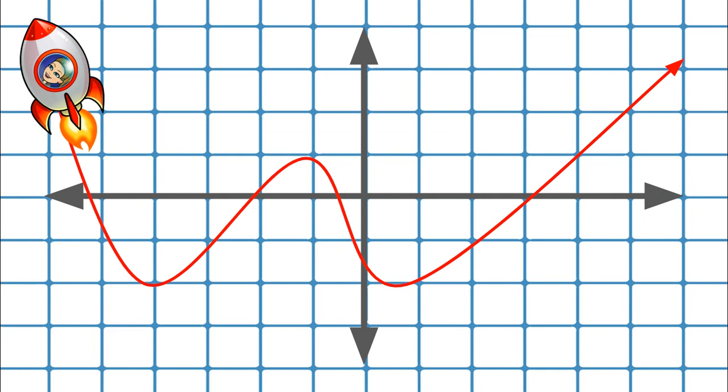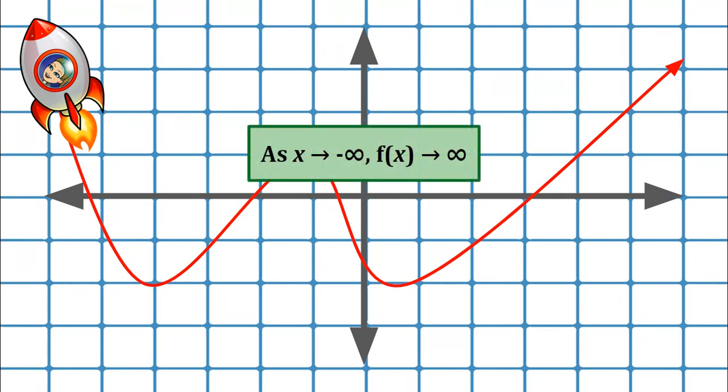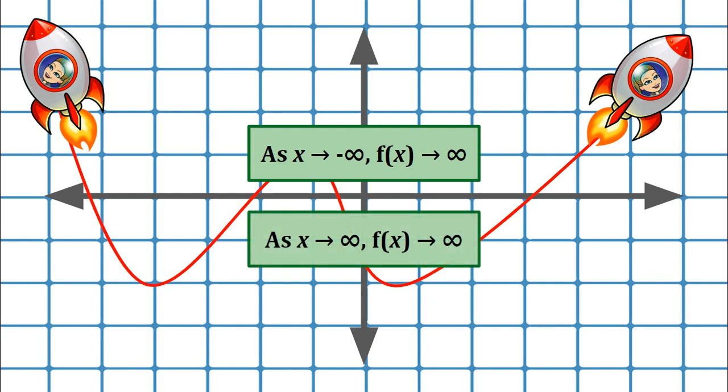Here's another example. However, on this one, both sides are going up. On the left, as x approaches negative infinity, f of x approaches infinity. On the right, as x approaches infinity, f of x approaches infinity as well.